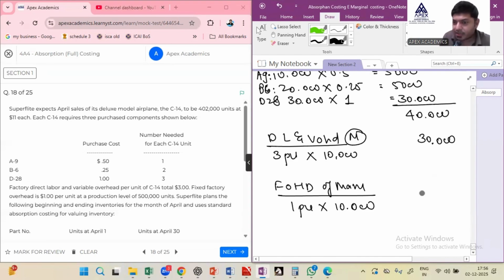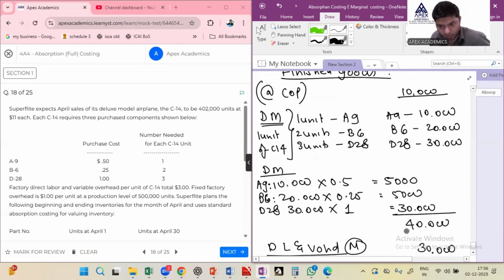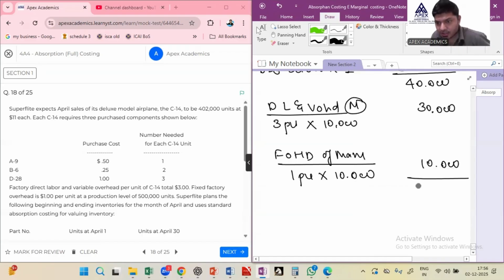10,000 units, because that is my closing stock. So this is another 10,000. So what is the value of my closing stock of finished goods? My direct material value is 40,000, my direct labor value is 30,000 and my fixed overhead value is 10,000. So 80,000 is my finished goods closing stock value.